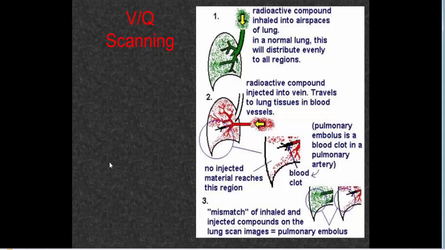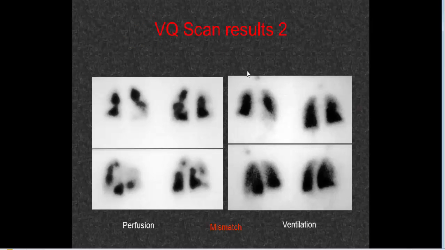In the ventilation perfusion study, ventilation means inhaled radioactive material and perfusion means intravenous material. This is the ventilation perfusion scan result: this is the perfusion image, this is the ventilation image. We look for mismatch between both and talk about the possibilities and grading of pulmonary embolism.